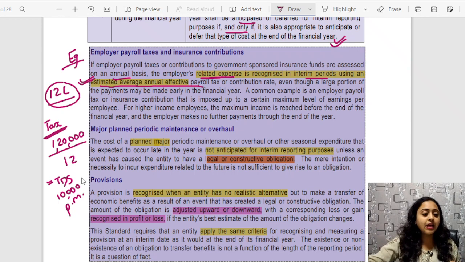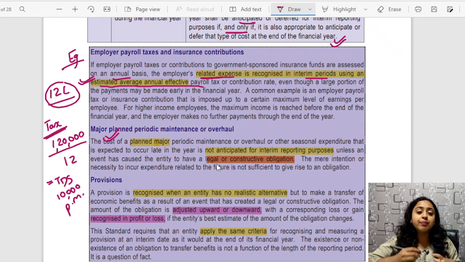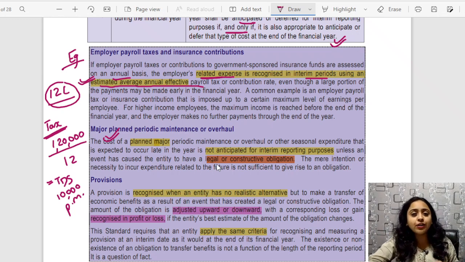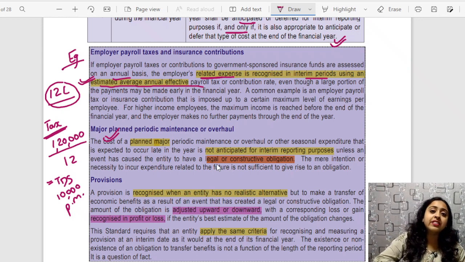Okay, major planned periodic maintenance or overhauls. Okay, some repair and maintenance there. If it is planned, only if it actually occurs is it recorded. Other than that, it is not recorded. If you are just planning it, or if you have any intentions to do it, this will not suffice to record it. It will be recorded when the actual maintenance and repair has been undertaken.